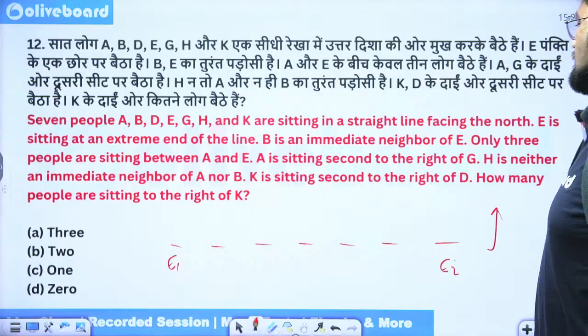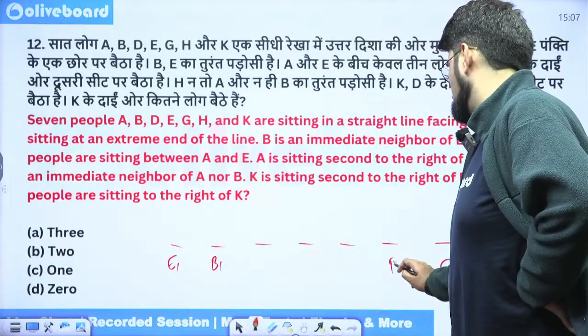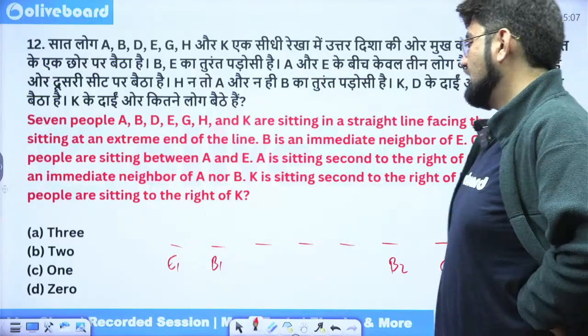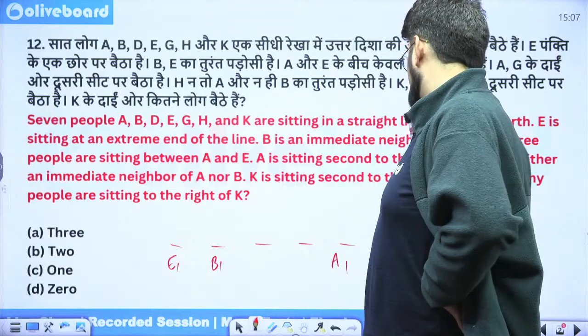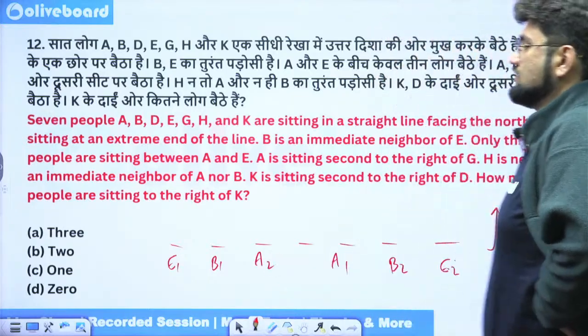B is an immediate neighbor of E. So if E is here, B is here, B1. If E is here, B is here, B2. 3 people are sitting between A and E. So if this is E, 1, 2, 3, this is A1. This is E, 1, 2, 3, this is A2. I'll tell you why 1 will get cancelled.